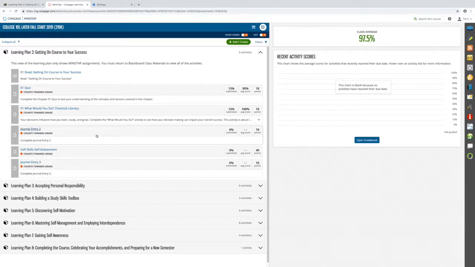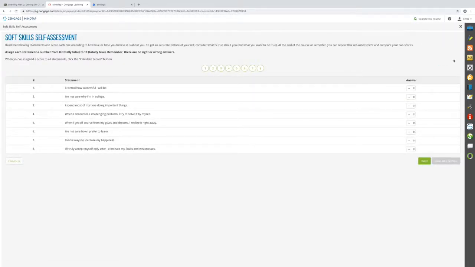So there's 2 journals here. Journal 3 is related to the soft skills assessment. So you'll go into the soft skills assessment, and it's really a rating of where you're at. So whatever your score is, don't beat yourself up about it. It's how you're feeling about yourself at the time. So everybody's is going to be a little bit different. But there are 8 pages of these, so there's 64 questions in the soft skill assessment.